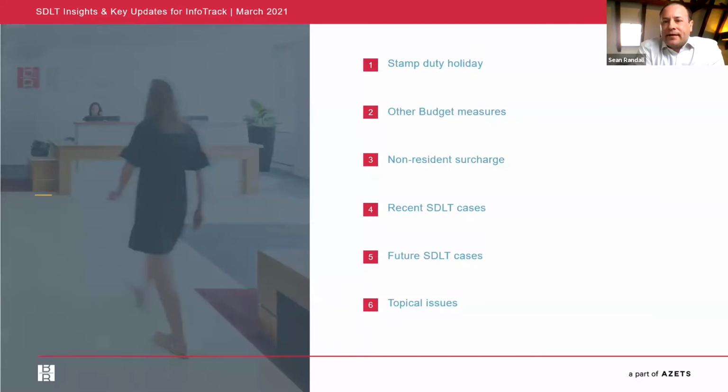So, this is what I intend to cover, and it's really a catch-up of that which is relevant since I last spoke to you in September last year. So of course we've had the budget only recently, and I don't think we need to spend too long on that. But we will also have in a couple of weeks a new surcharge, and it's worth spending some time understanding how that will work. And we'll look at cases, really important to understand what's going on in the world of cases for stamp duty land tax, and then finally some closing remarks and topical issues.